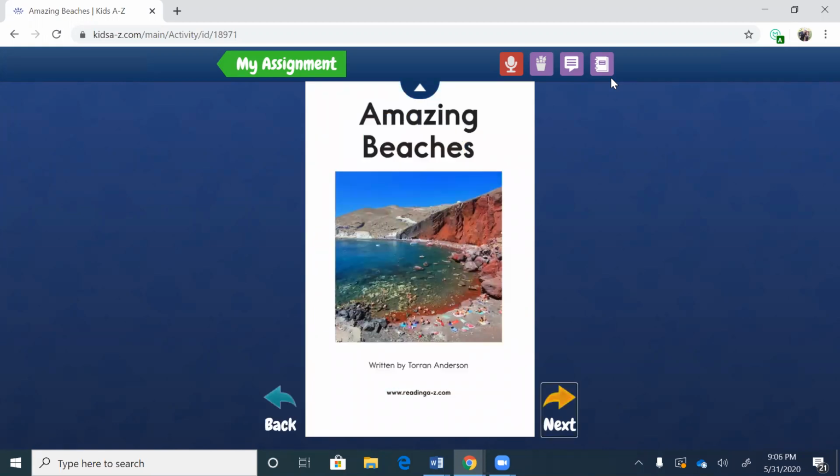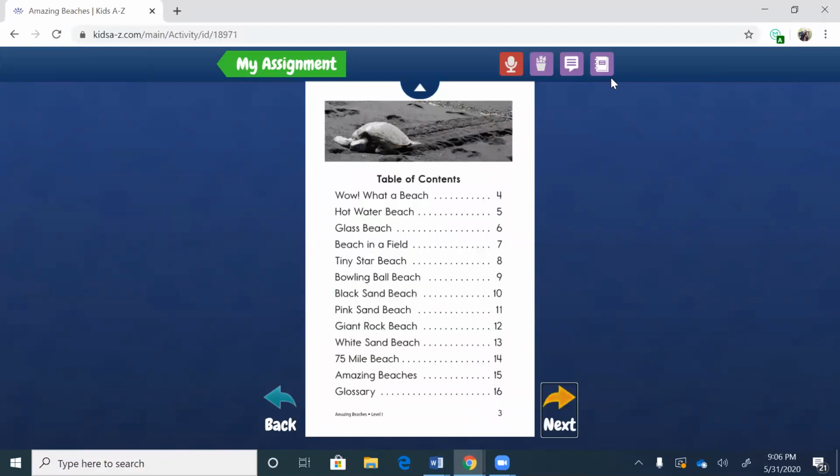Amazing beaches. Like, look at this picture. This doesn't look like the beach I go to, but I'm very interested in learning about it. We have our table of contents, and this tells us all the different types of beaches we're going to learn about. Hot water beach, glass beach, beach in a field, tiny star beach, bowling ball beach, black sand beach, pink sand beach, giant rock beach, white sand beach, 75-mile beach. Wow, we're going to learn about a lot. So let's dig right in.